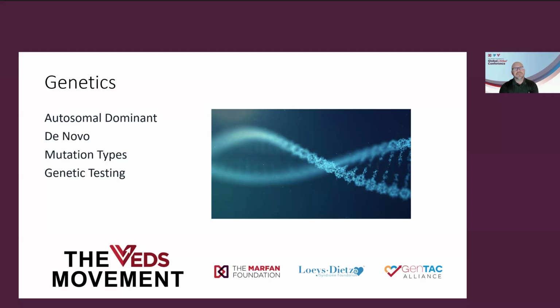About half the time, an individual with VEDS has inherited that condition from one of their two parents. And about half the time, it's a new genetic difference that occurred just in that child alone. And so in theory, that child's siblings really shouldn't be at risk for VEDS.